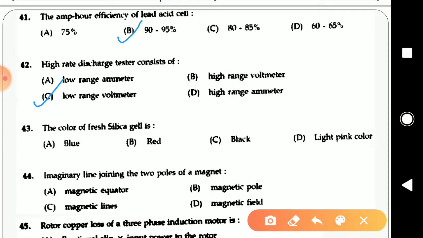Moving on to question number 43. The color of fresh silica gel is. The correct answer is option A. The color of the fresh silica gel is blue color. Moving on to question 44. Imaginary line joining the two poles of the magnet is called the magnetic equator. So option A is the correct answer.